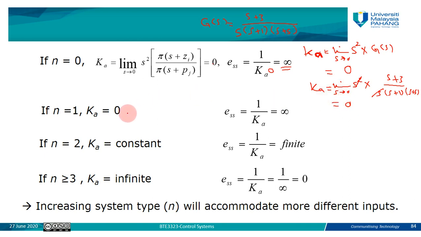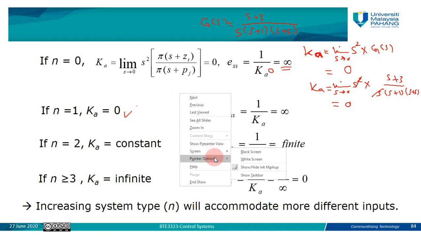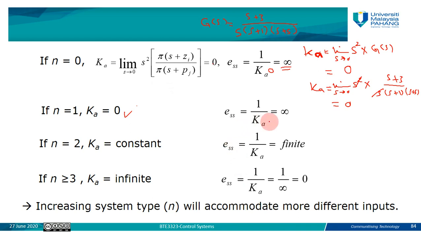If Ka equals 0, that means your error will still equal infinity. So the error in the second case also is still equal to infinity.